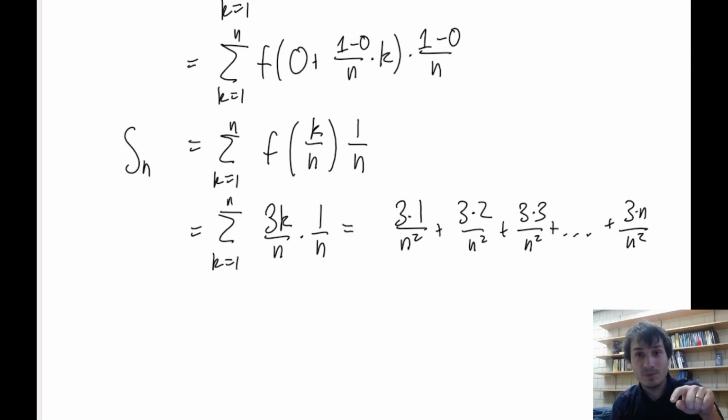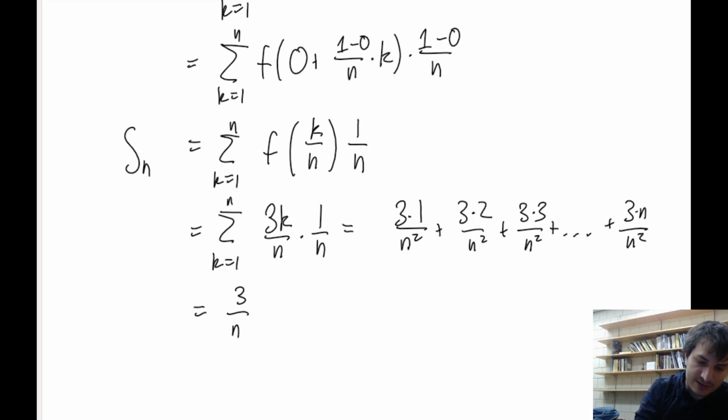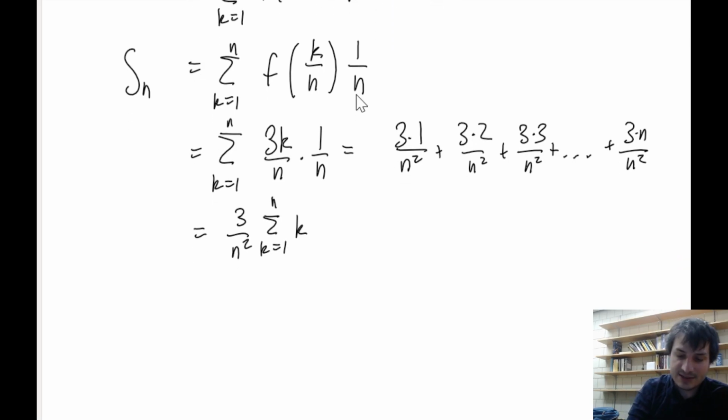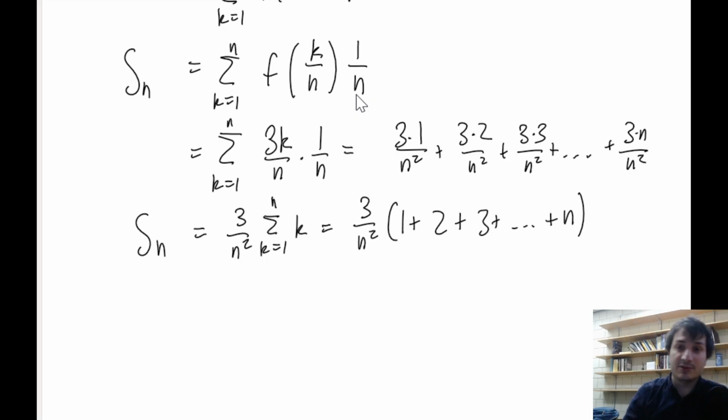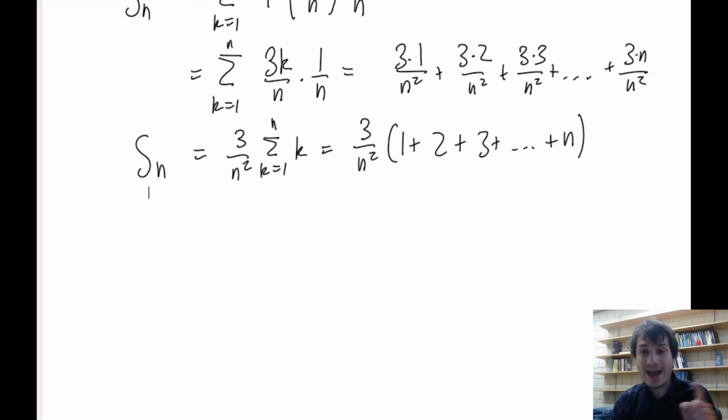And because the factors 3 and n squared are the same in every single term, you can just factor those out to the front. So this is the same thing as saying 3 over n squared times the sum from k equals 1 to n of k. You could perfectly well write this as 3 over n squared times the sum 1 plus 2 plus 3 plus dot, dot, dot, all the way up to plus n. It's the sum of the first n numbers. That is what Sn is equal to. So that's what we got to do. We got to add up the first n numbers. And we would like to find a nice formula for this that we can take the limit of.